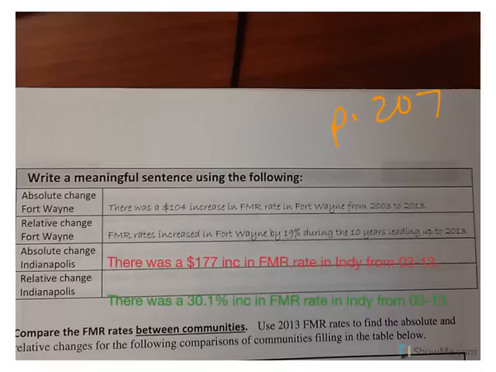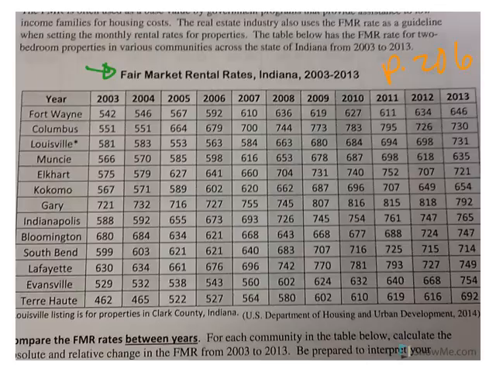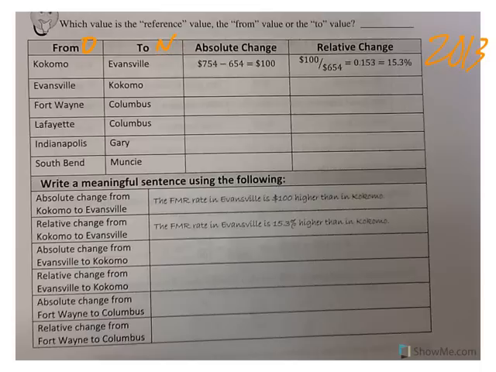So when you go back to the table, we are using 2013 for this. So that's where these numbers are coming from. If you see in the top one, Evansville and Kokomo, new is Evansville. So that's where the 754 comes from. So this is Evansville, this is Kokomo, and we end up with a positive change.